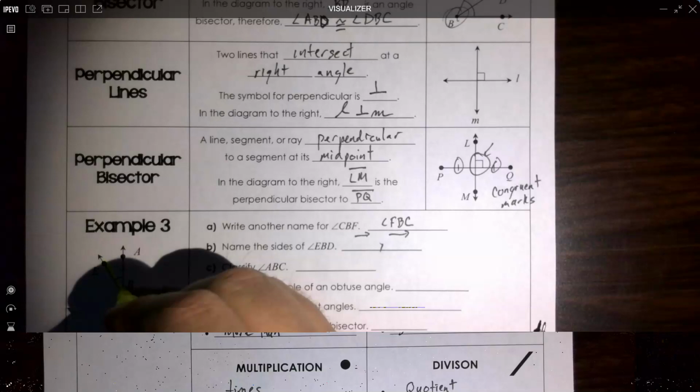That's why these types of things are much better for me as multiple choice, because it's easier to check. All right, it says name a perpendicular bisector. Remember, a perpendicular bisector has to be a line, a segment, or a ray.